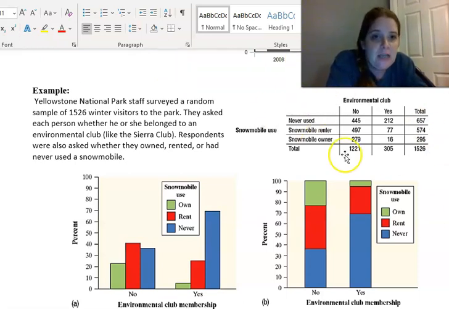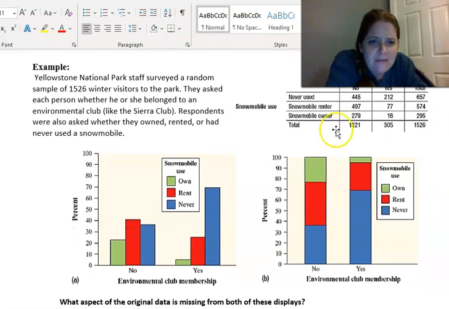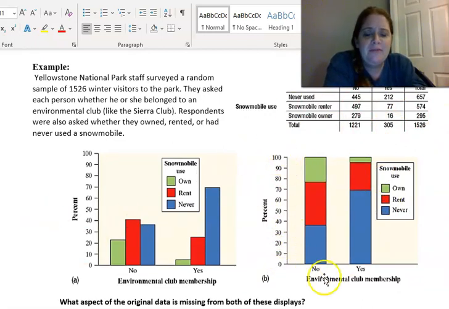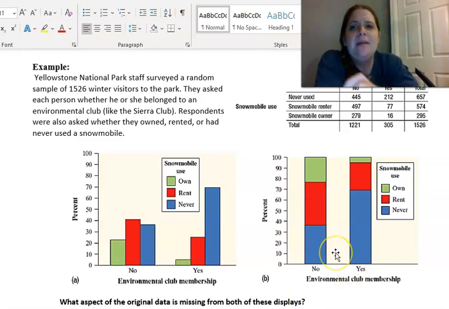So I have this contingency table over here, and we're looking at this data. These are beautiful graphs. They use relative frequency. What my eye is naturally drawn to, however, is this blue bar. Wow, 70% of the people who said yes have never used a snowmobile. That's a really big percentage of the data. But what aspect is missing from these?